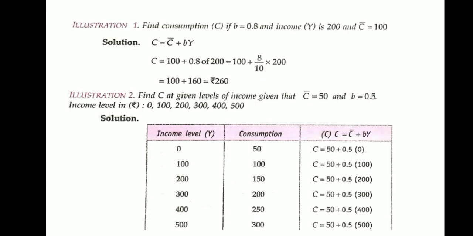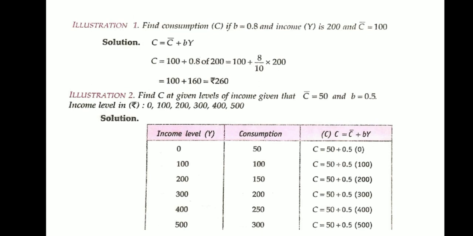Now let us understand. Find consumption if b, that is MPC, equals 0.8, income is 200 and autonomous consumption is 100. We just have to put this in the formula, C equals C bar plus bY, as given in the sum itself: autonomous consumption is 100 plus 0.8 multiplied by 200, where Y is the income. This is how you find consumption.